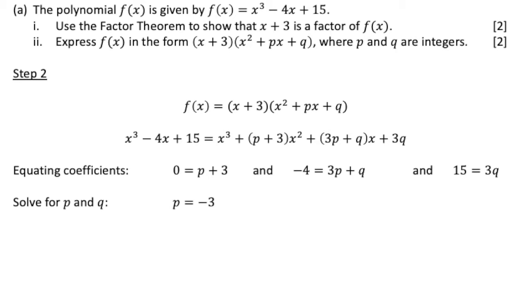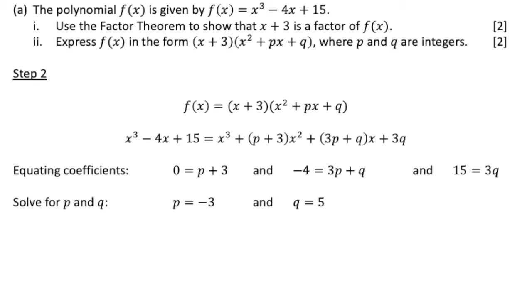Okay, using that I can then solve the next equation for q. If I substitute in p as negative 3, then I'll have negative 4 equals negative 9 plus q. I'm not going to bother to write this out because I think it's a bit basic, but hopefully you want to do this in your head or scribble it out on a bit of paper. You should get q equals 5.